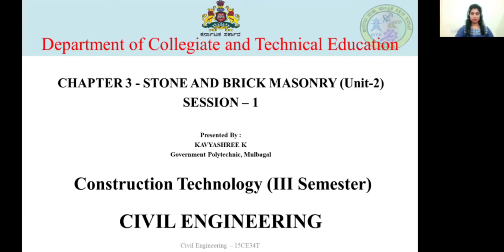In this session, we will be discussing stones and brick masonry in detail. This is a part of your third semester in construction technology. It is clear from your syllabus and from the previous question papers that 30 marks are going to come from this unit, which is very, very important.